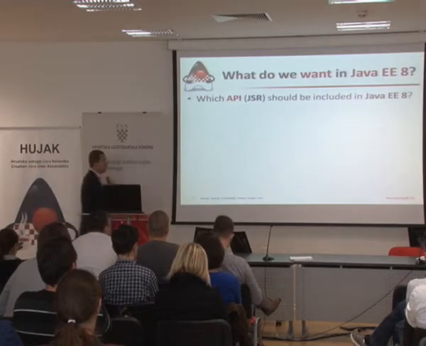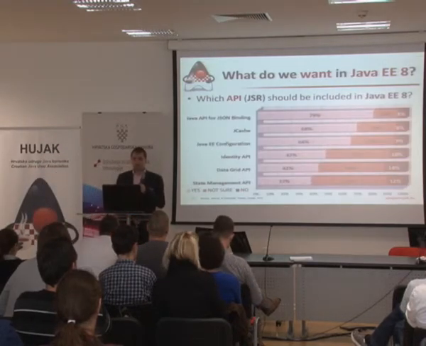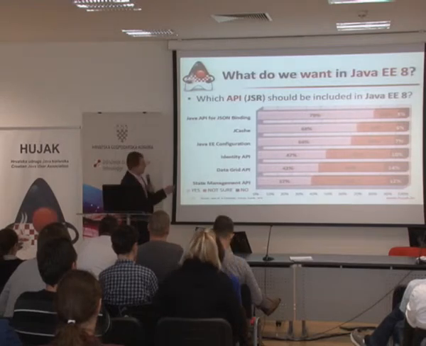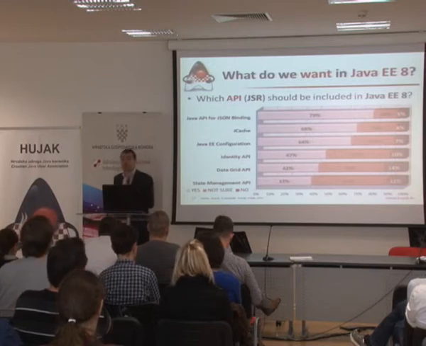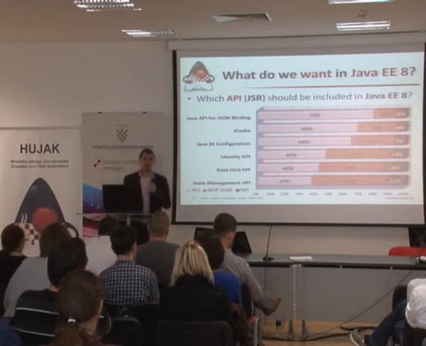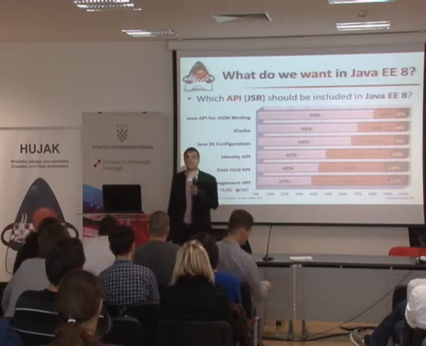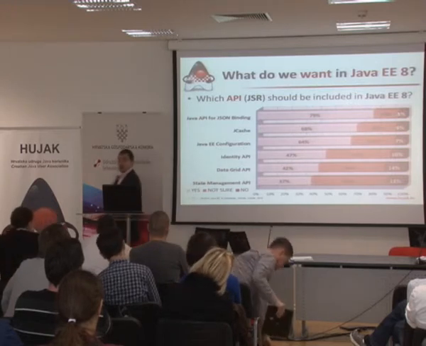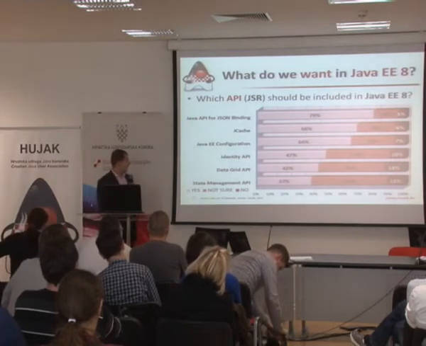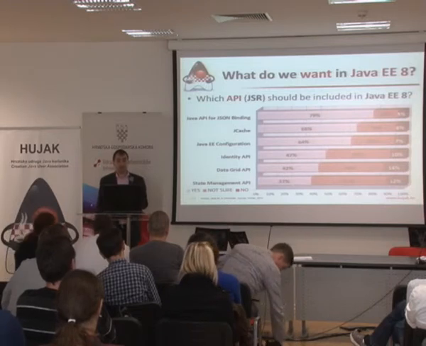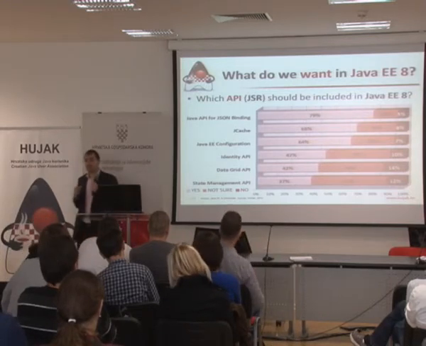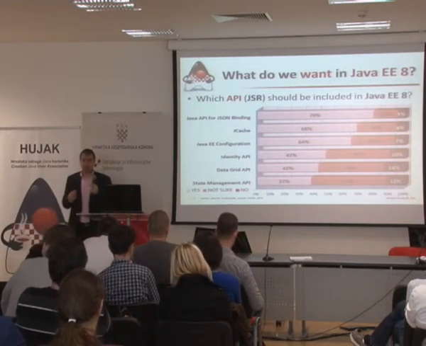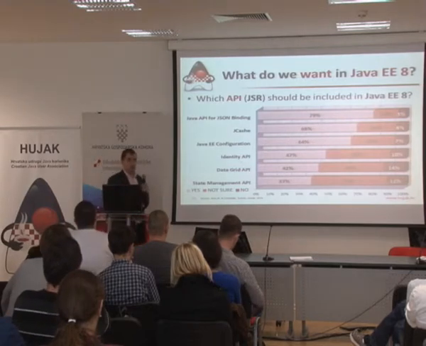Okay, so what do we also want in Enterprise Edition 8? What are we really waiting for? We are waiting for JSON bindings, definitely. We are waiting for new cache engines called JCache, configuration management, identity APIs, and data grid APIs. So these are the things that we really want now. We are eager to get our hands on them.